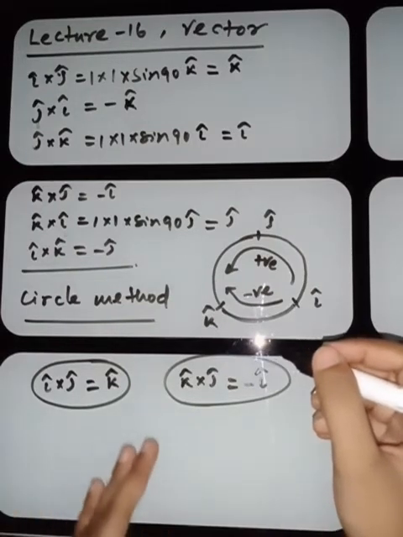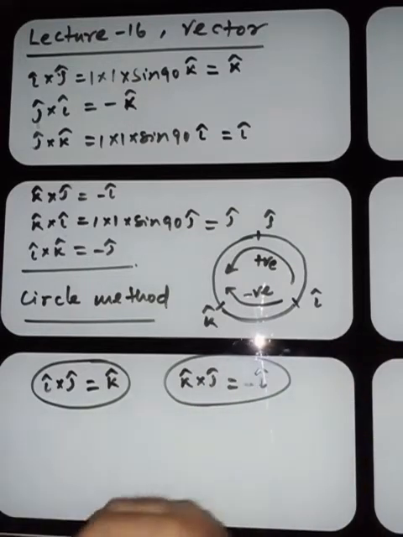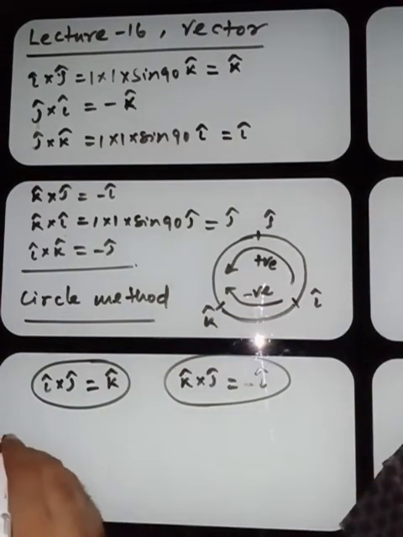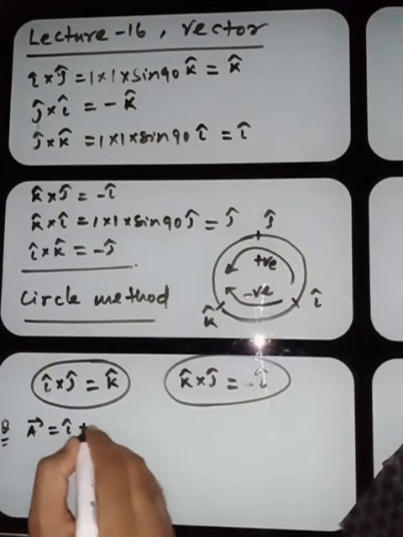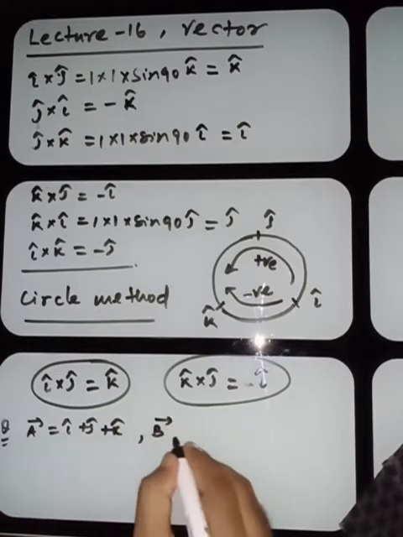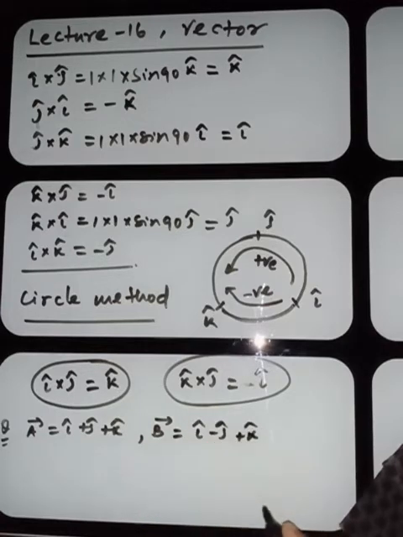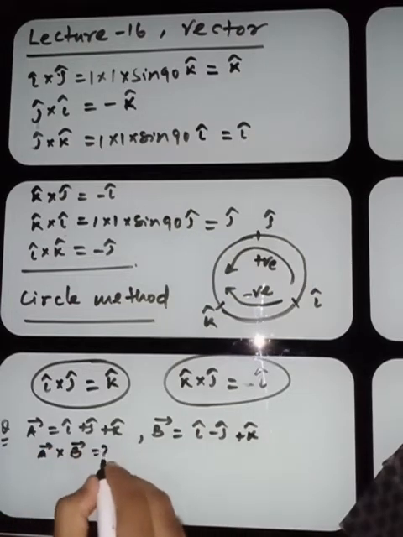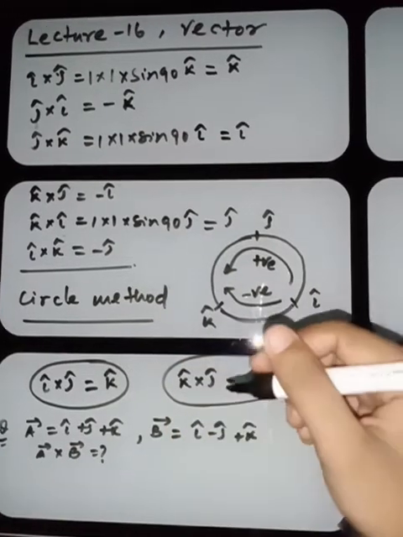Now, my dear student, this is one method. Let us do some questions and then we will move to the next method, which is the determinant method. You can solve one question. I have given here two vectors. Vector A is i plus j plus k. The vector B is i minus j plus k. Try to find out A cross B, my dear student. Hurry up, my dear students. Pause your video and try to solve.